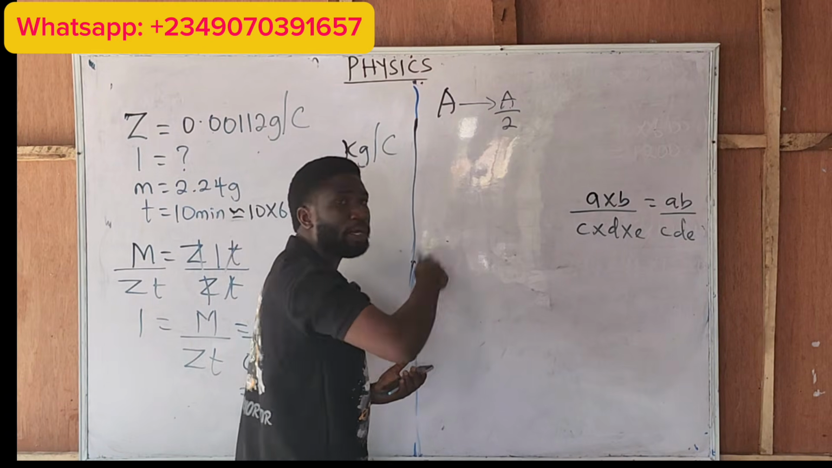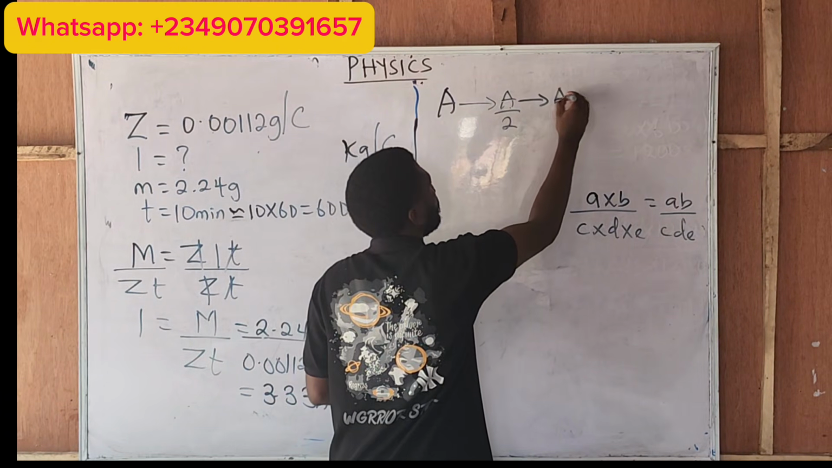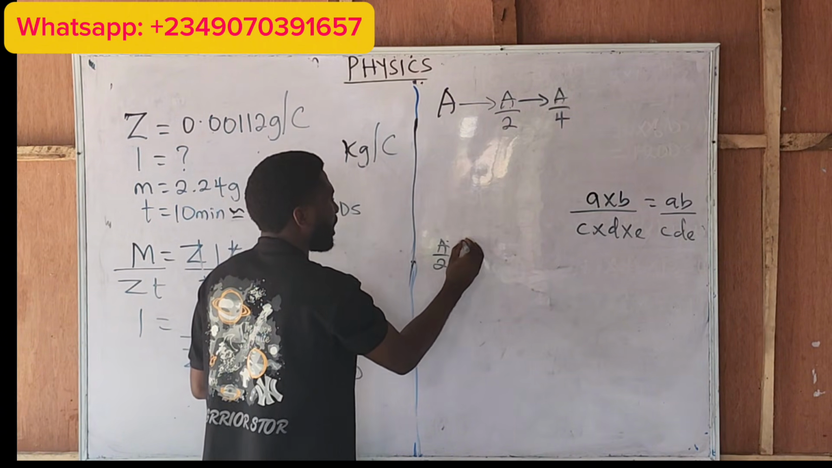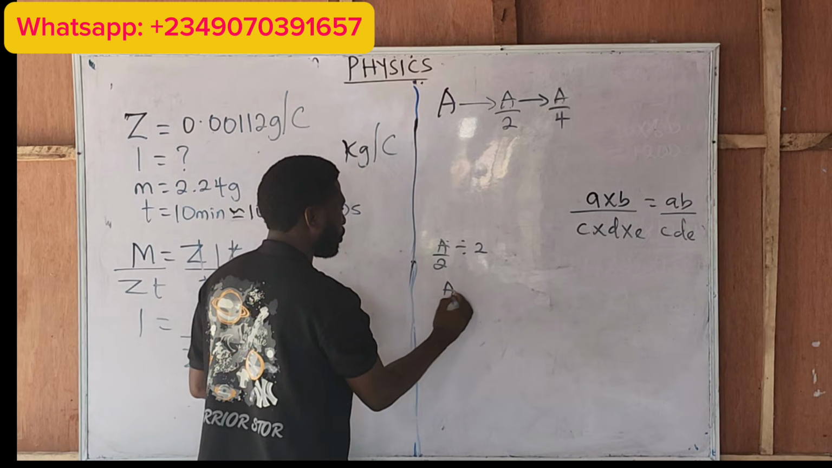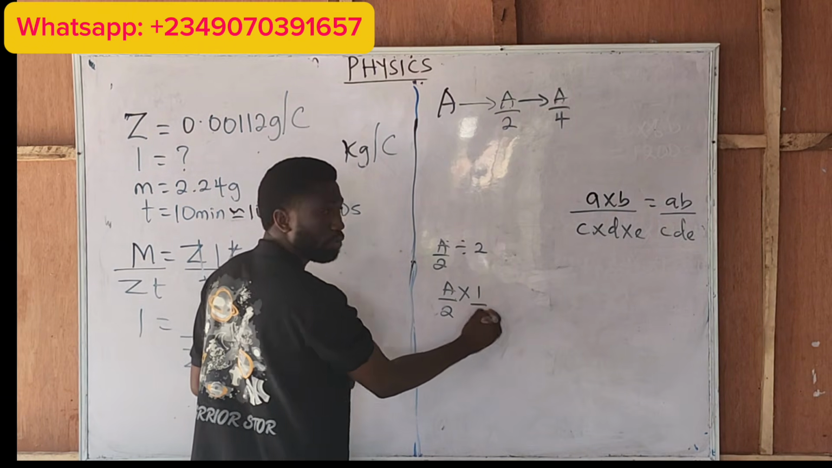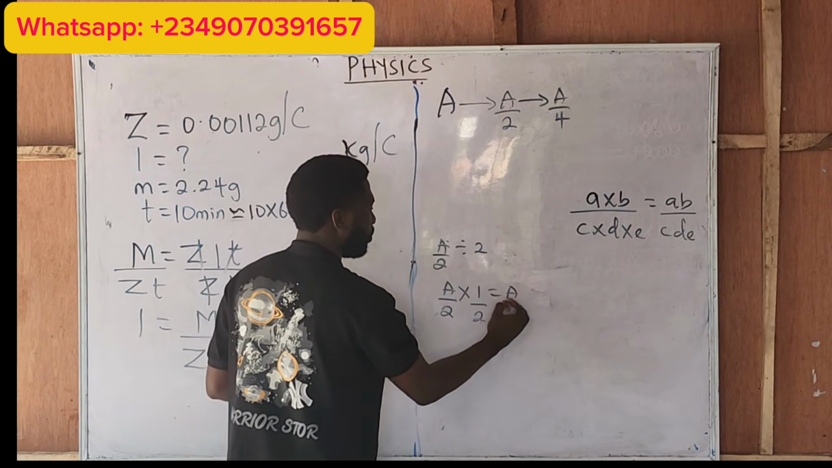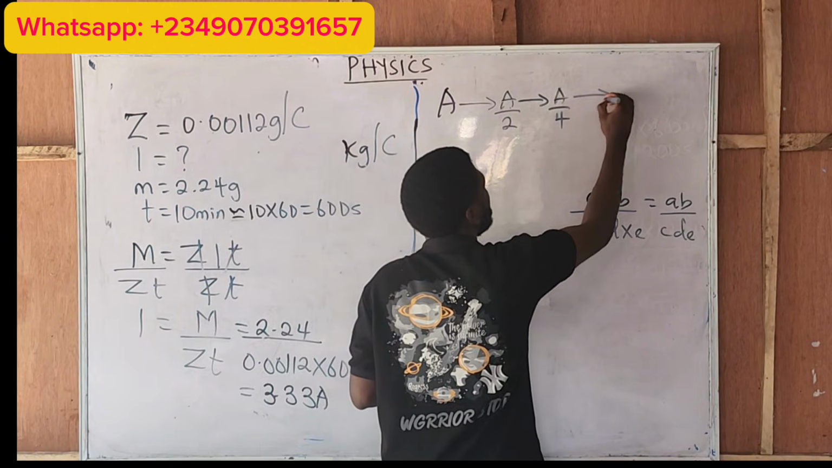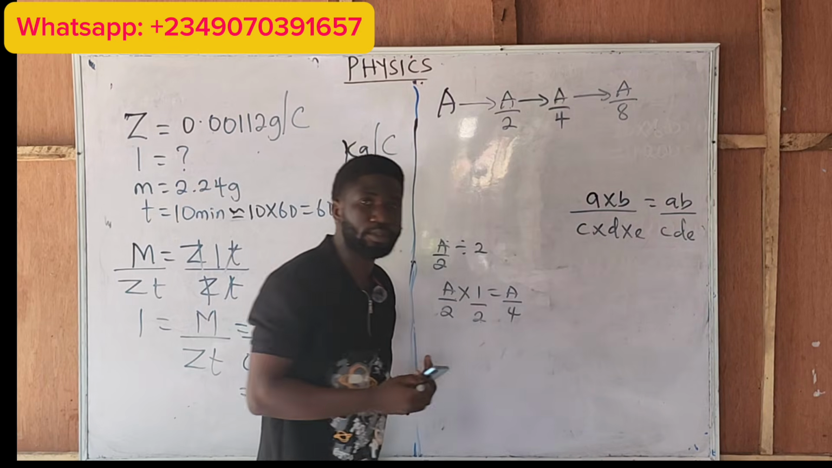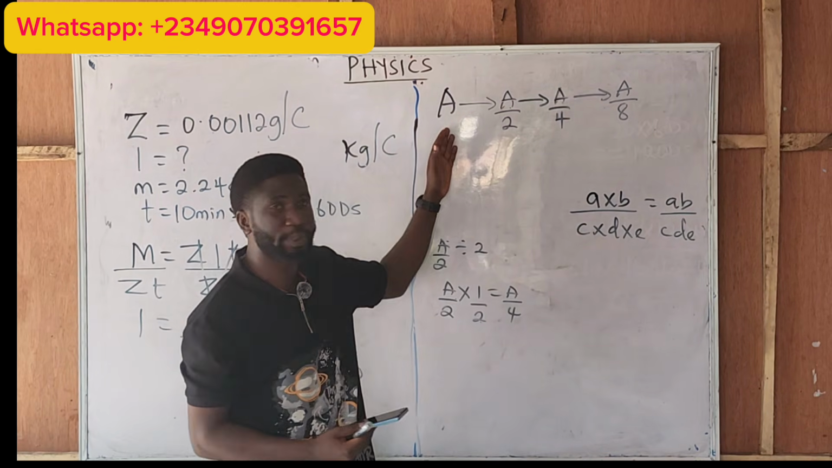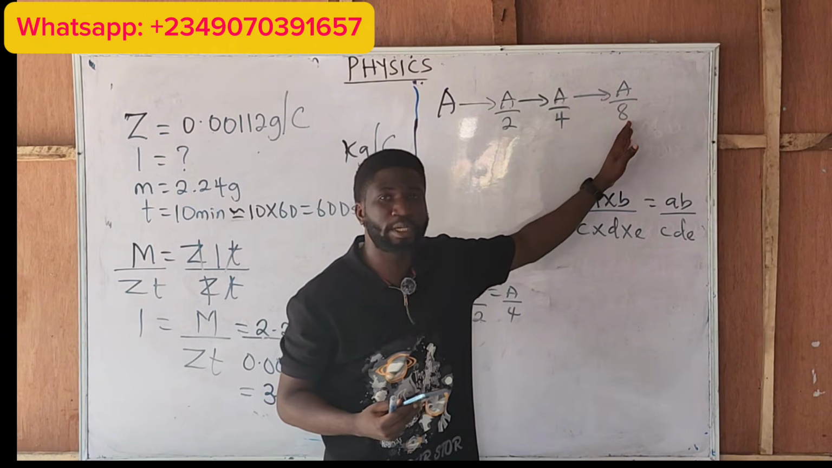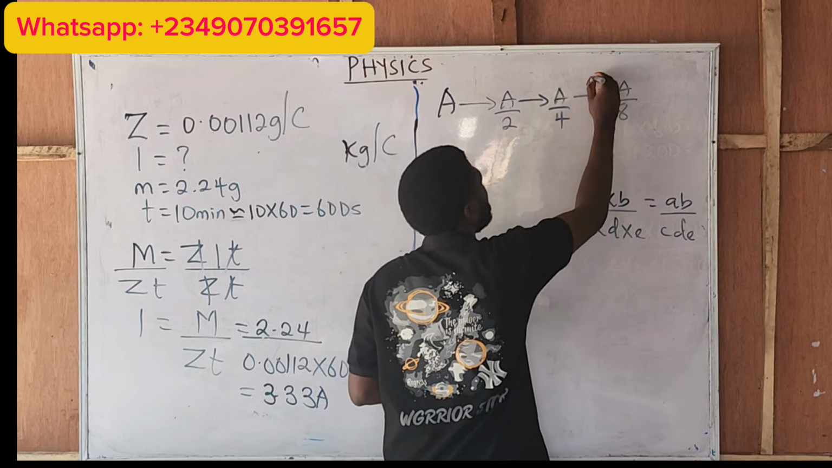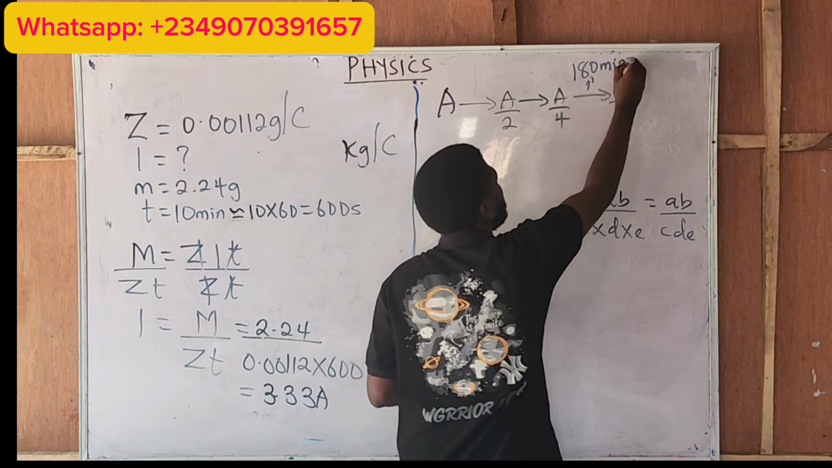If A/2 now undergoes half-life, we are going to have A/4. That is half of A/2. If I have A/2 now, divide by 2. That gives us A/2 multiplied by what? 1/2. So A times 1, that's A/4. So half of this is A/4. Then the next one will give us A/8, which is 1/8 of the original value. So when we have 1/8 of the original value, we are being told that it takes 180 minutes. So the time here is 180 minutes.